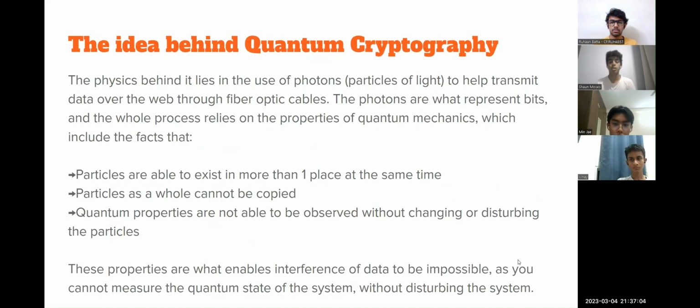Now, the idea behind quantum cryptography. The physics behind it lies in the use of photons, which are particles of light, to help transmit data over the web through fiber optic cables. The photons are what represent bits, and the whole process relies on the properties of quantum mechanics, which include the fact that particles are able to exist in more than one place at the same time, particles as a whole cannot be copied, and quantum properties are not able to be observed without changing or disturbing the particles. These properties are what make interference of data impossible, as you cannot measure the quantum state of the system without disturbing the system itself.